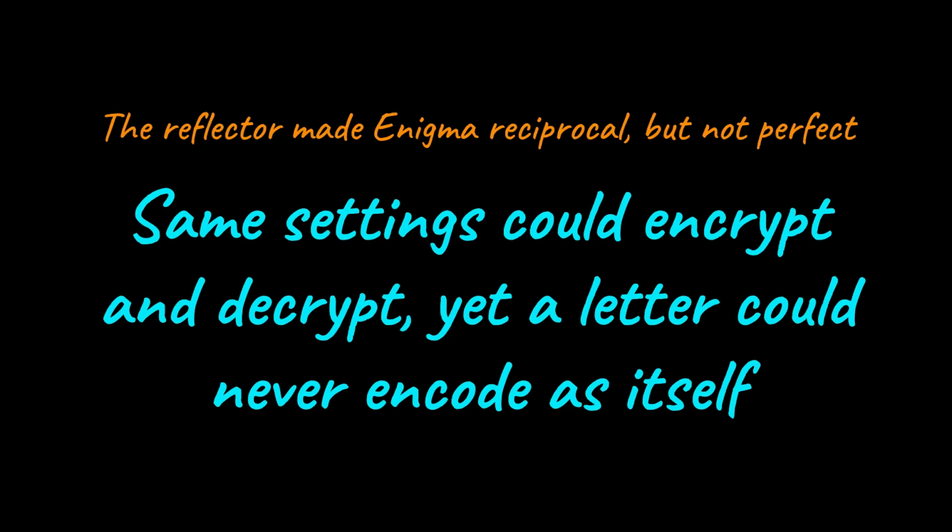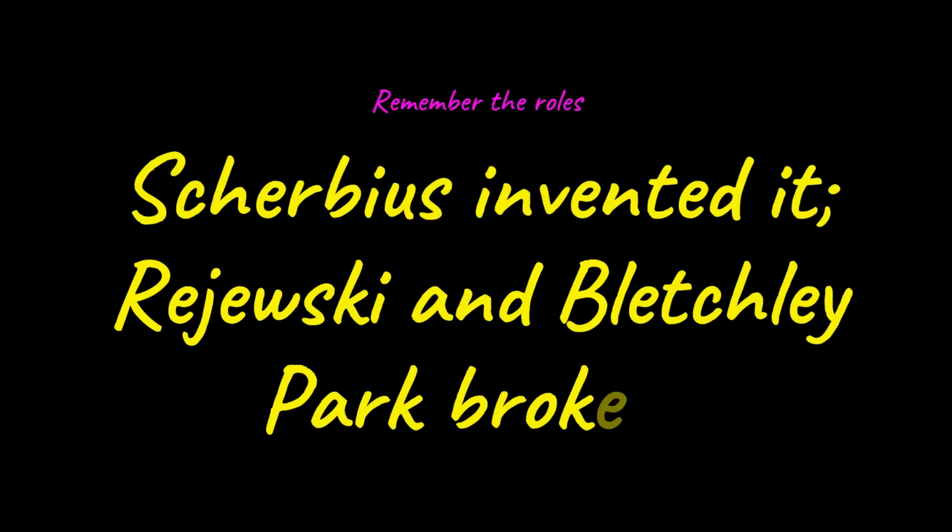But it guaranteed one flaw: a letter could never be enciphered as itself. And codebreakers use that single crack to rule out countless wrong settings. Keep the inventors separate from the breakers. Scherbius built Enigma. Rejewski and the codebreakers at Bletchley Park were the adversaries who found its hidden weakness.